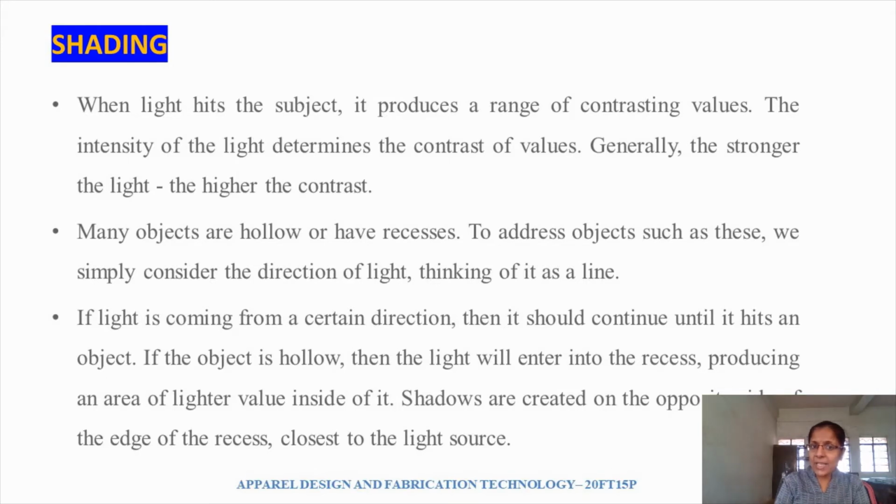If the object is hollow, then the light will enter its recess, producing the area of lighter value inside of it, and shadows are created in the opposite direction or on the edge of the recesses closest to the light source.